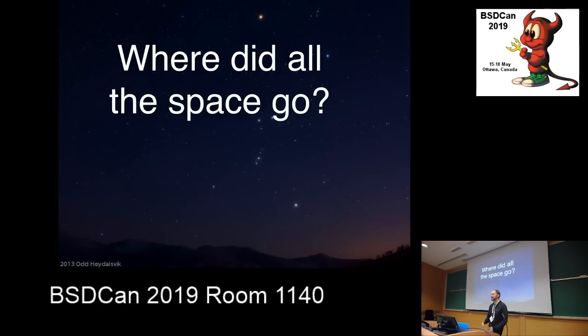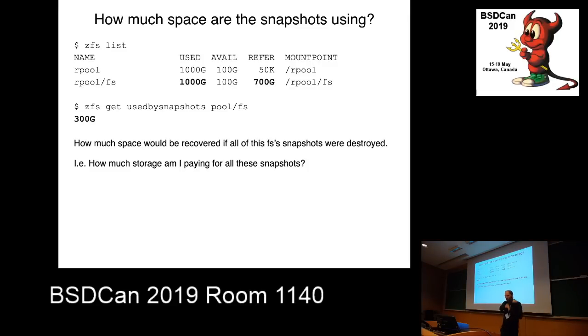I didn't really tell you where did all the space go. That's not very interesting. It's good to understand how snapshots work in deadlists because we're going to come back to that. But where did the space go? I know space is empty, but your storage space is usually not empty.